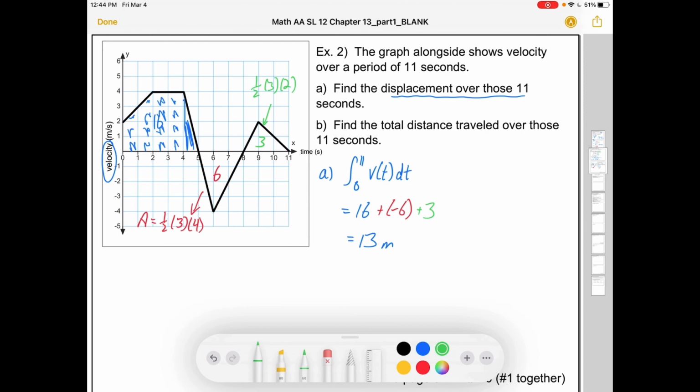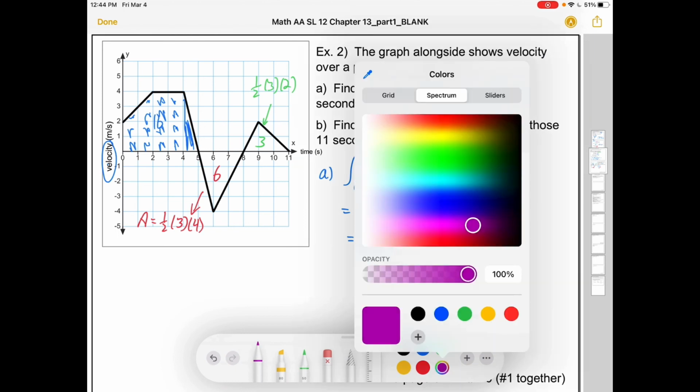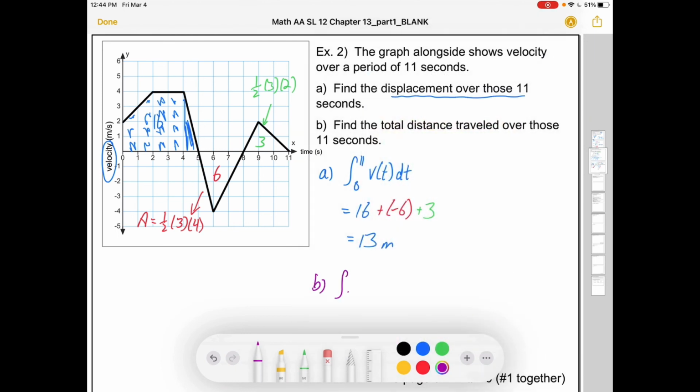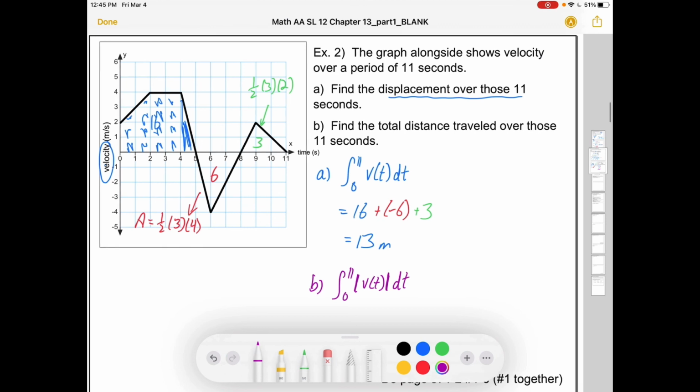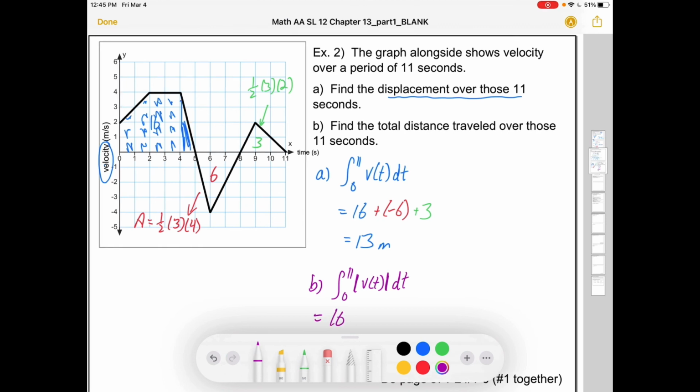If we want to find total distance traveled, let's choose a different color. That would be the integral of the absolute value of velocity. Now, if you want to, you can just say, okay, that means all the areas are going to be positive. That's just going to be 16 plus 6 plus 3. We'll get 25. If that doesn't sit very well with you, what an absolute value does is it bumps things above the x-axis. So this section here that was problematic, it's going to get bumped up on the absolute value function so that it looks like this.